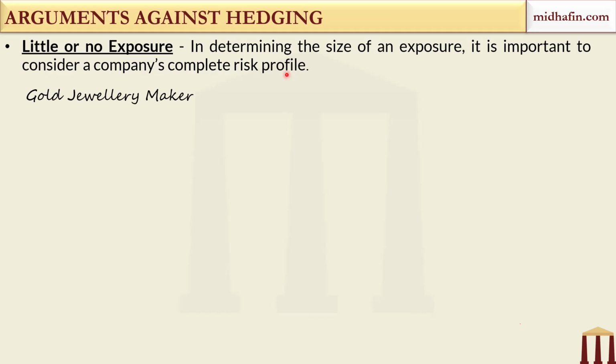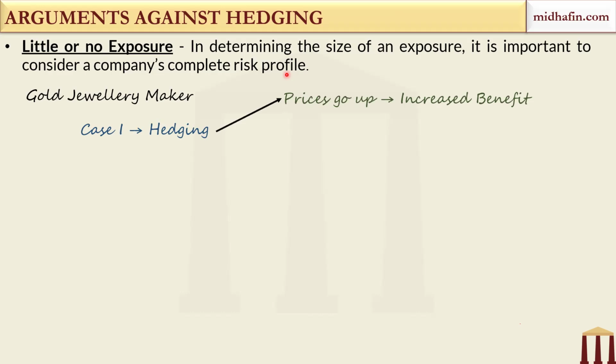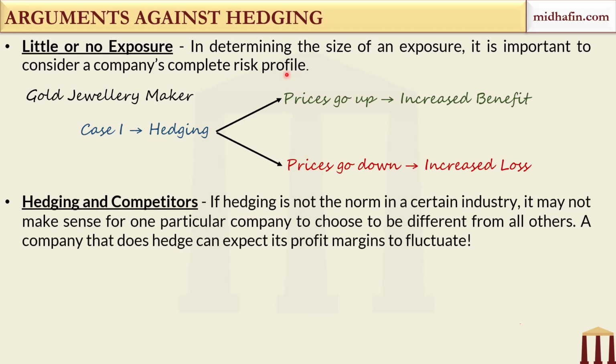So in case of hedging, if you are a gold jewelry maker, if the prices go up, then there is an increased benefit, and if the prices go down, there is an increased loss. Now, why is this happening? I said that I have coupled two points together. So why this is happening, increased benefit and increased loss, I'll explain once I discuss this next part, hedging and competitors. Because if you are a firm which has low exposure, then of course the behavior of the market and the behavior of the competitors becomes very, very important.